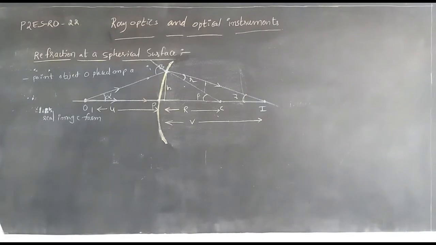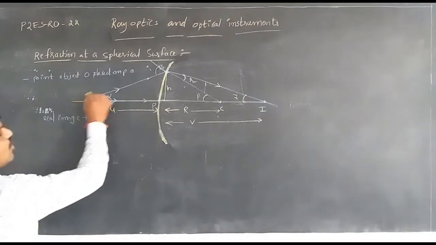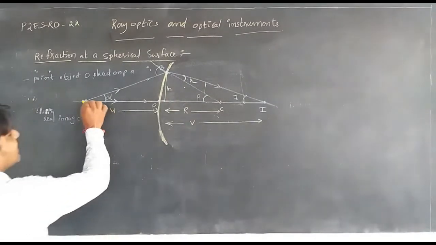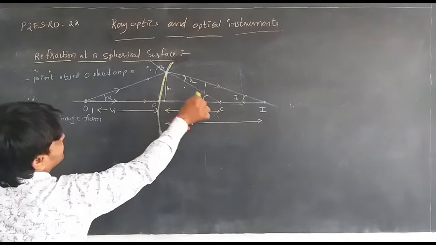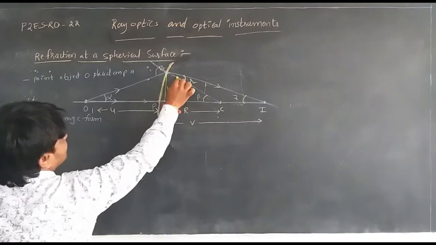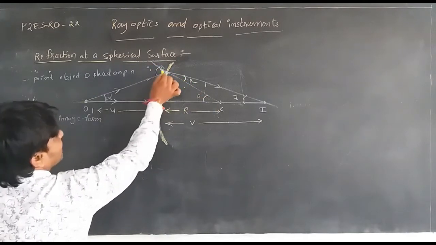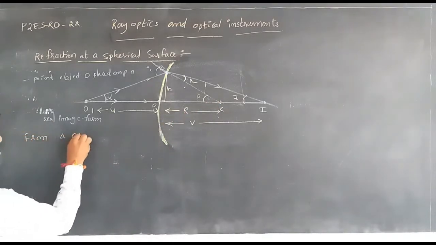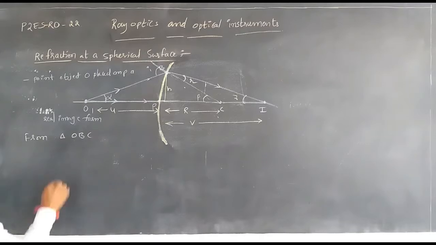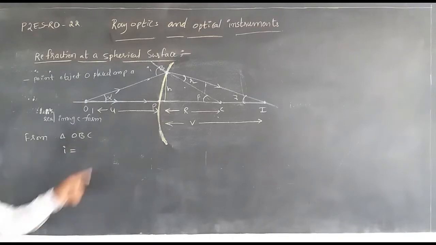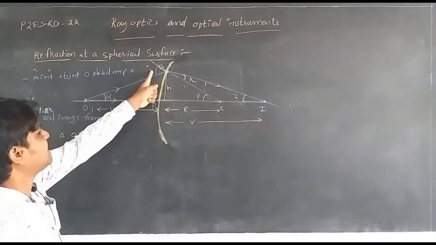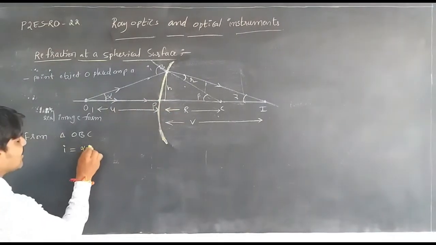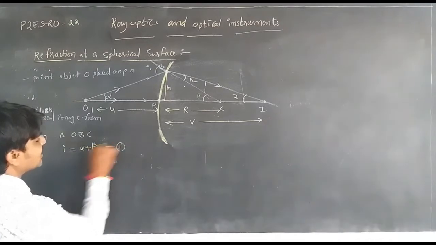By taking these values, for triangle OBC, the incident angle with the center, which is the normal, we can write from triangle OBC that the incident angle I is equal to alpha plus beta. So I equals alpha plus beta; consider it equation number 1.